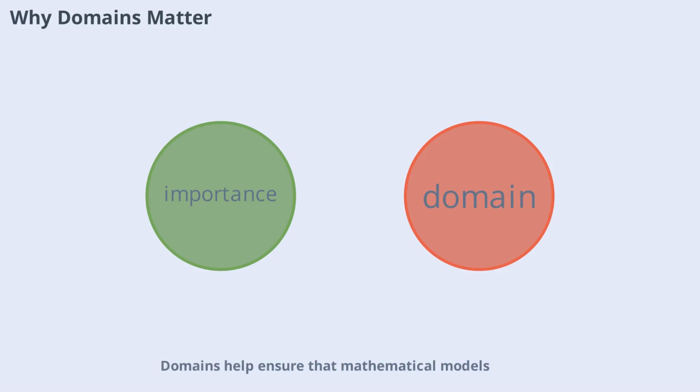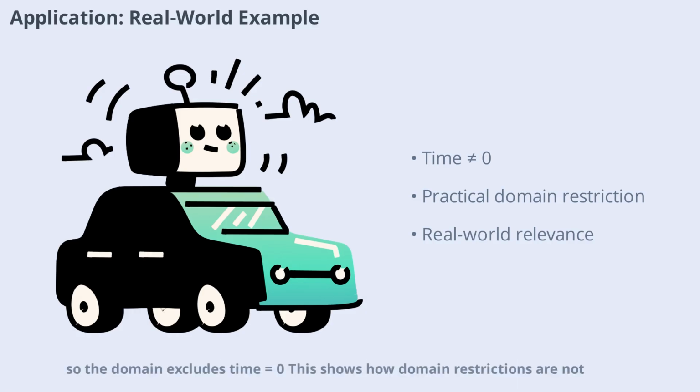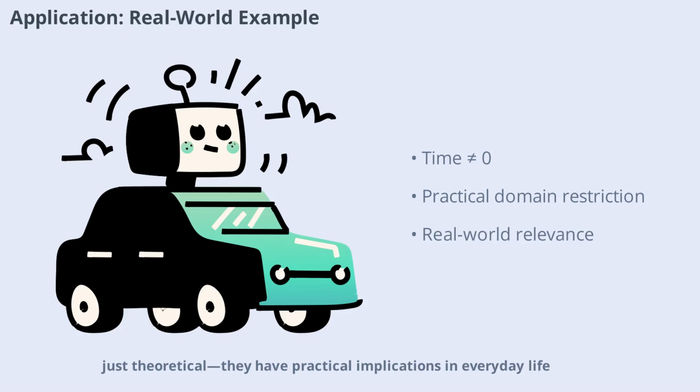Domains help ensure that mathematical models and real-world applications work as intended. Let's consider a real-world example. Suppose you're calculating the speed of a car using the formula speed equals distance over time. Here, time cannot be 0, so the domain excludes time equals 0. This shows how domain restrictions are not just theoretical, they have practical implications in everyday life.